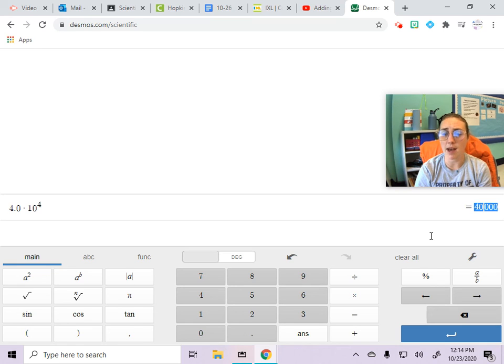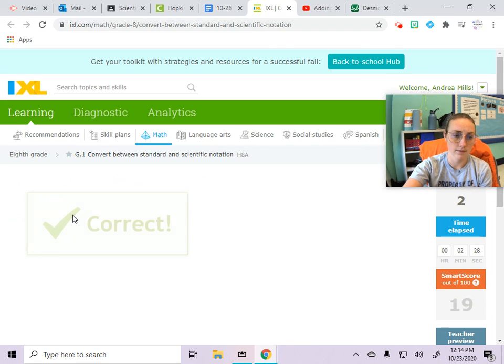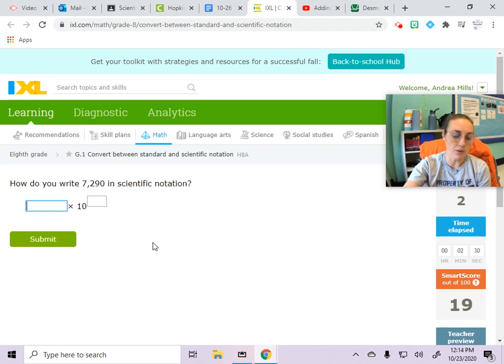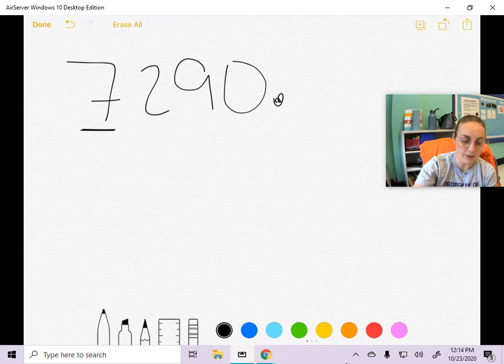So you still need to know how to change a standard form and turn it into scientific notation. But in this problem, it's going to be 40,000, so we can go ahead and put that in. Awesome. Okay, cool. So now we have one that's already in standard form, and we want to turn it into scientific notation. Okay, so first step is we need to locate that decimal, so it's going to be at the end. We want to get the decimal to where there's only one number on the left side of the decimal, so we want to put that there.